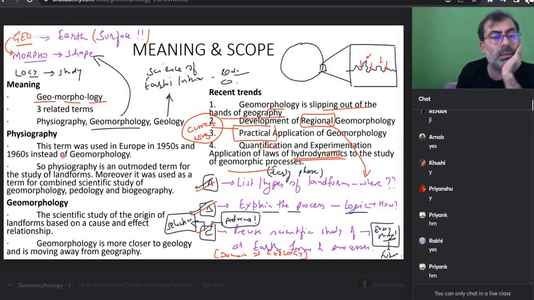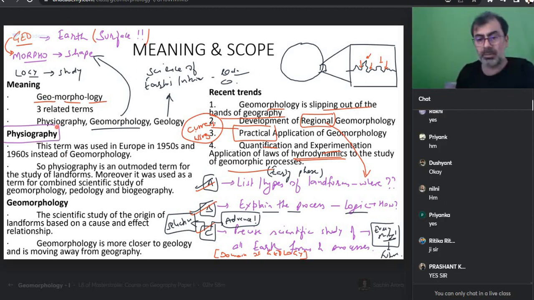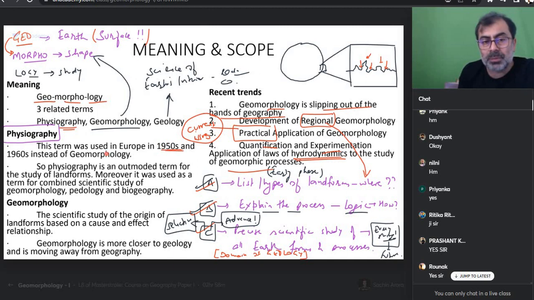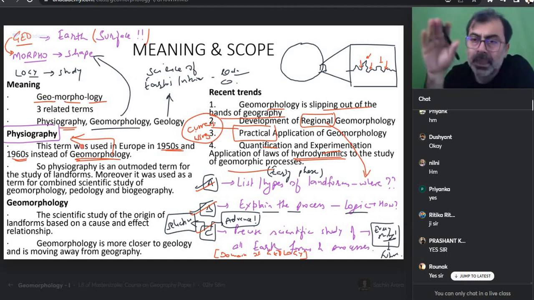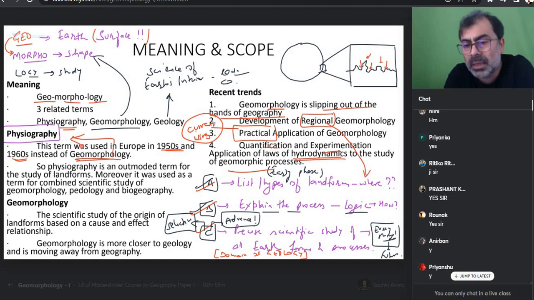This term was used in Europe. So what used to happen earlier? As I told you, things have evolved over a period of time. The term is physiography. So in the 1950s in Europe, the word geomorphology was not there. Then what did they use? Physiography. So if you get the word physiography of a region, can you take it as synonymous with geomorphology of a region? Okay, it is an old word, physiography.